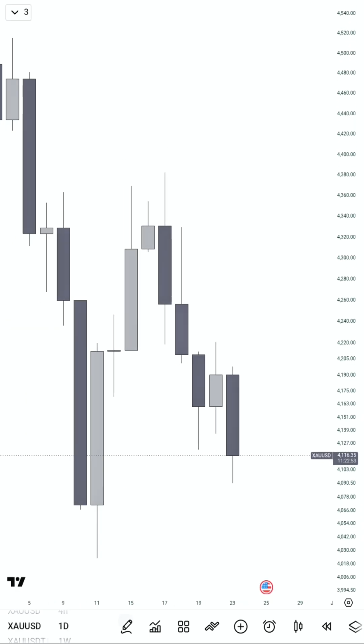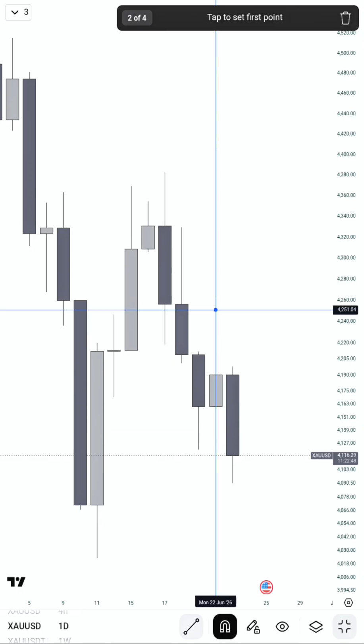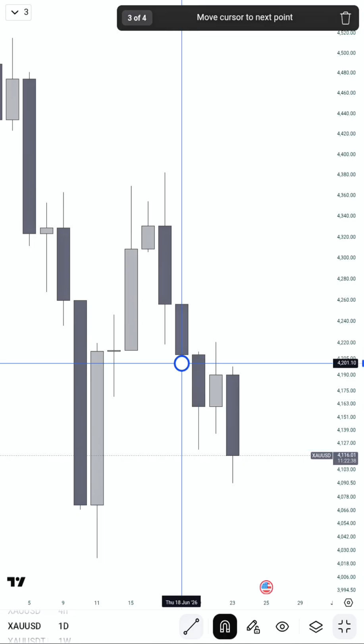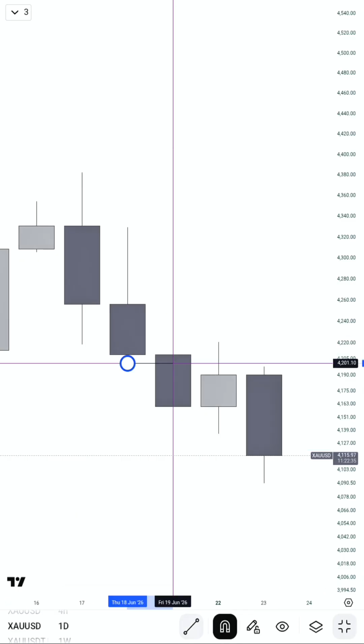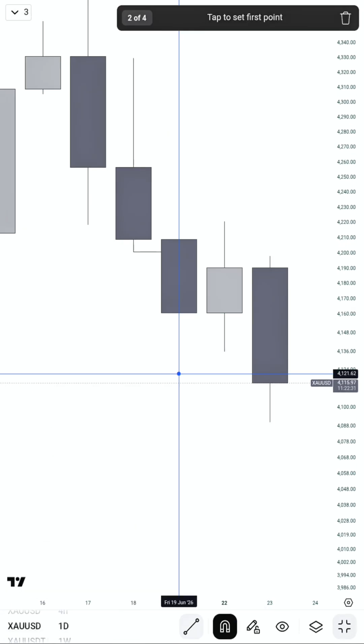So, to begin with, as you can see right here, we were at this time frame. This was Monday opening price, which means the Friday candle closed on the daily time frame. As you can see, it took out Thursday low like this, and it is displacing downward.